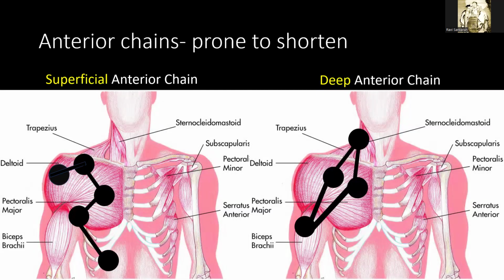So anterior chains are prone to shorten, and the muscles that compose them will be things like an anterior deltoid, a pectoralis major, the serratus anterior, the core muscles like external oblique. The deep anterior chain would have upper trapezius involved, pectoralis minor, biceps, muscles like that. So these form the superficial anterior chain and the deep anterior chain.